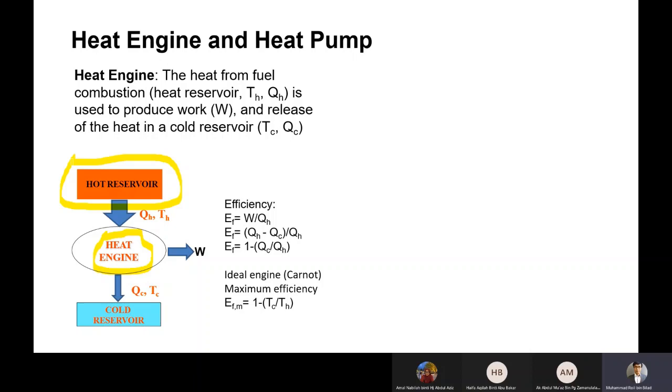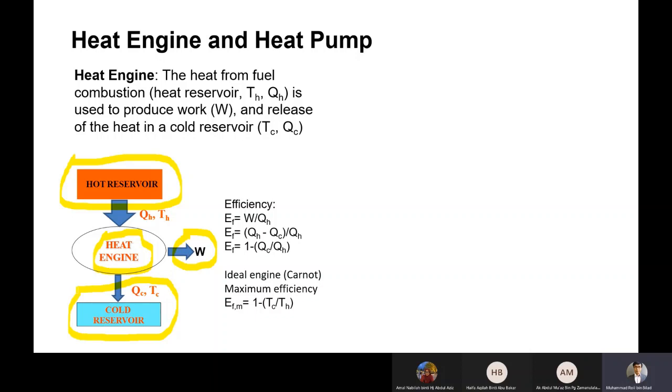You have a combustion gas in the machine. It becomes a hot gas. That hot gas is used to rotate your engine, your wheel. That is basically you produce work and the car moves. And then it's released to the exhaust. So we call it the cold reservoir.